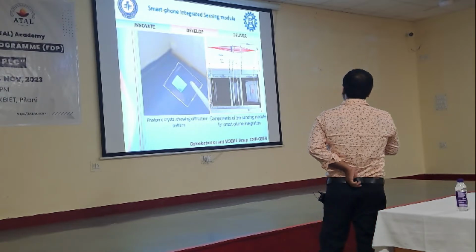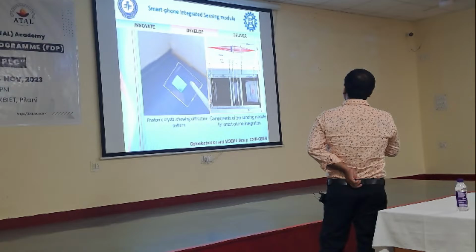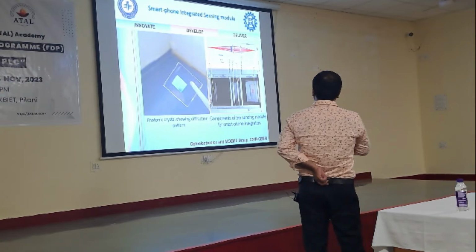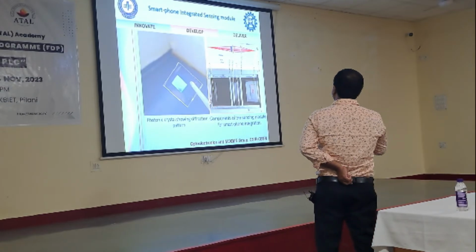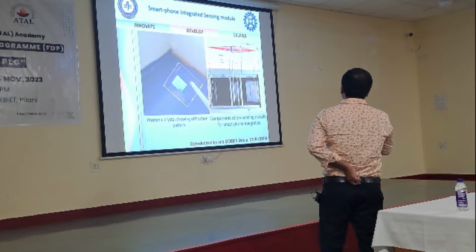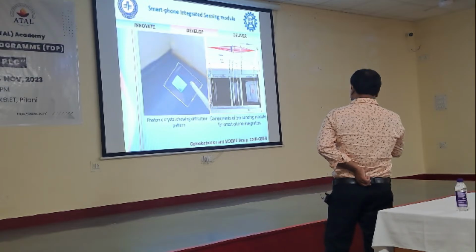designed an optical module with so many components: collimator lens, camera, polarizer, and cylindrical lens. We have this photonic crystal. Whenever light is coming from this side to this side, this photonic pattern is visible.